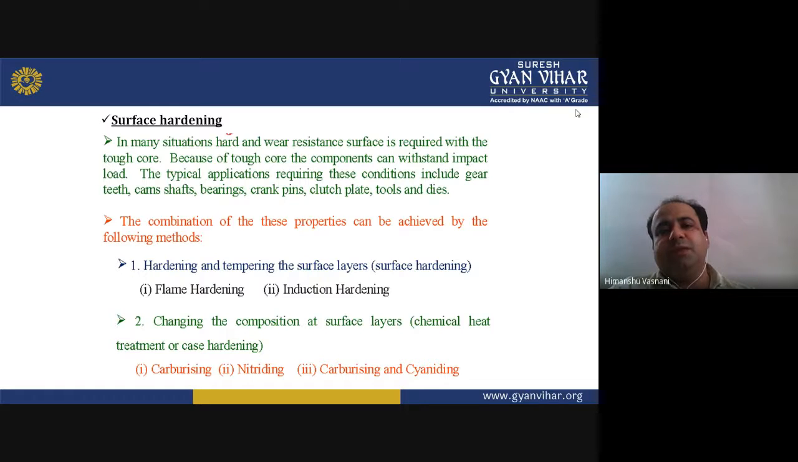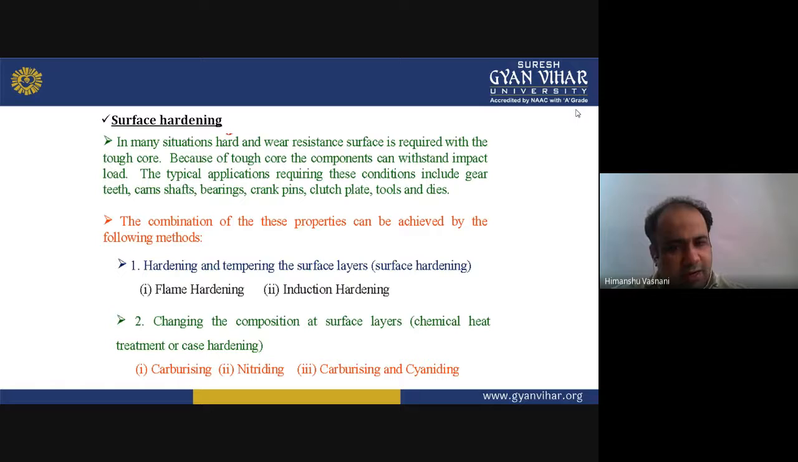Now, surface hardening. In many situations, a hard and wear resistant surface is required with a toughened core. Because of the tough core, the components can withstand load. Typical applications include gear teeth, camshafts, bearings, crank pins, clutch plates, tools, and dies.